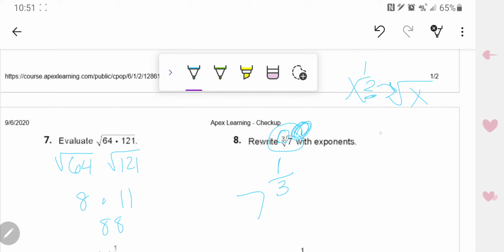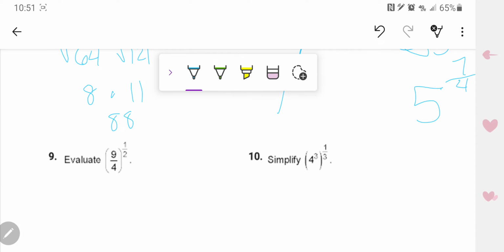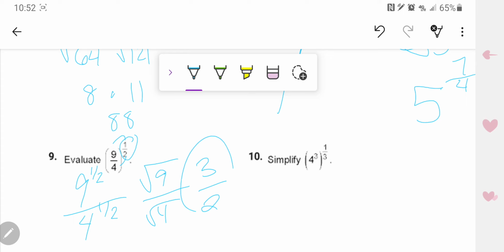Try another one. What is the 4th root of 5 to the 7th? Well, the 5 is the base, the 4 is the bottom, the 7 is the exponent. Next, 9 fourths to the 1/2. Remember, you can distribute that to each one. So the 9 has a 1/2 and the 4 has a 1/2. Each of those 1/2s are square roots. Square root of 9 over square root of 4. Square root of 9 is 3. Square root of 4 is 2. So 3 over 2.